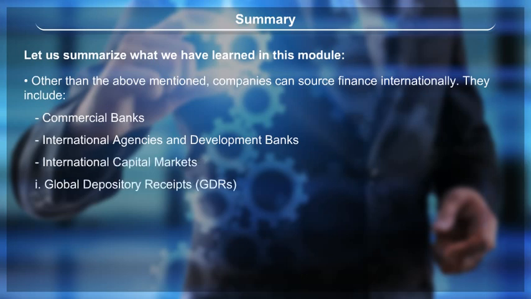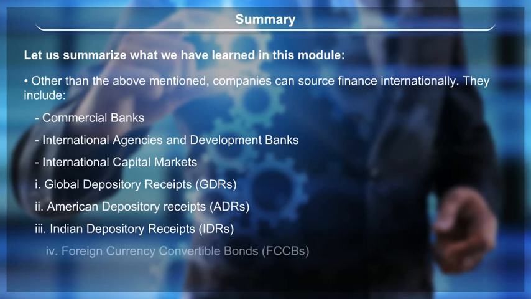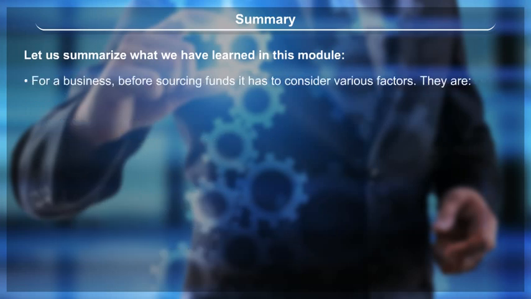1. Global Depository Receipts (GDRs). 2. American Depository Receipts (ADRs). 3. Indian Depository Receipts (IDRs). 4. Foreign Currency Convertible Bonds (FCCBs). For a business, before sourcing funds, it has to consider various factors.